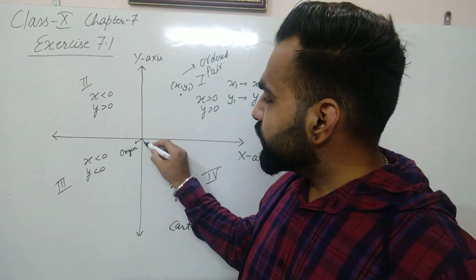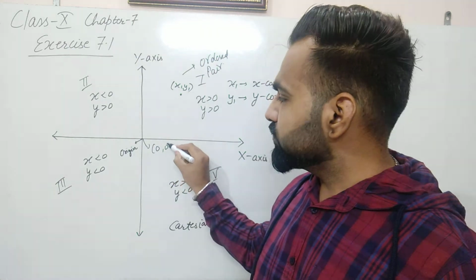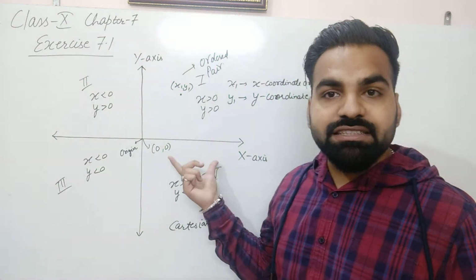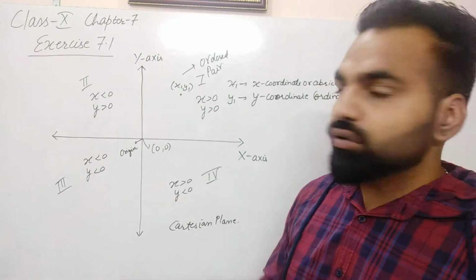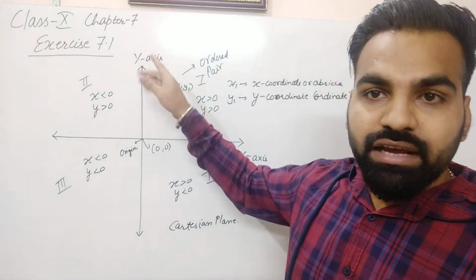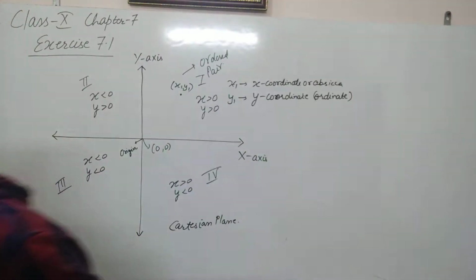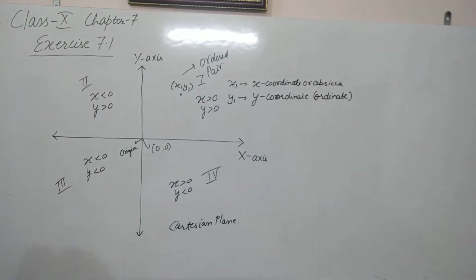Here the coordinates of origin are 0, 0. Clear everyone? The point on x-axis has y coordinate 0. And point on y axis has x coordinate 0. Clear? So this was all what we have discussed in previous classes.